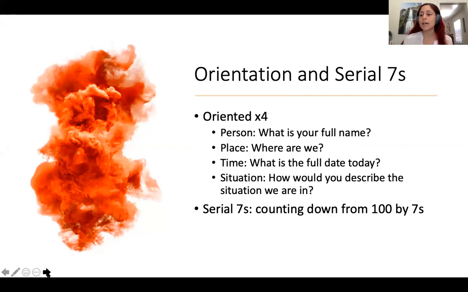Serial sevens is a related concept. It's a little bit later in the mental status exam, but it feels appropriate to include here as we're going over it. So this is used to assess for dementia, check memory, and check concentration. And you would essentially instruct the client to count down from 100 by 7, so 100, 93, 86, and so on. And yes, I had to prepare those numbers in advance of this lecture because it's not actually that easy to do.